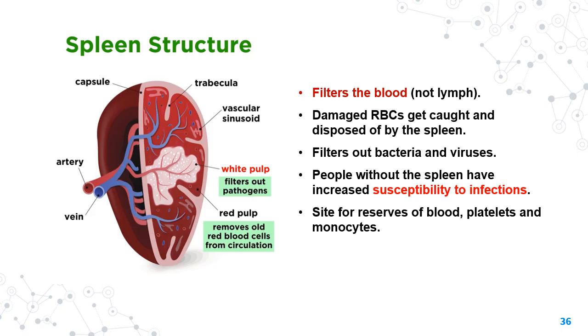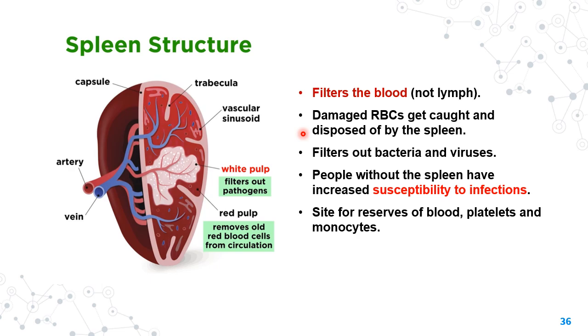So, areas of the spleen. You have a very strong capsule, and also from the capsule you have the trabeculae, just like you had with your lymph node. So you have the subdivisions, and then you have a different type of organization here.